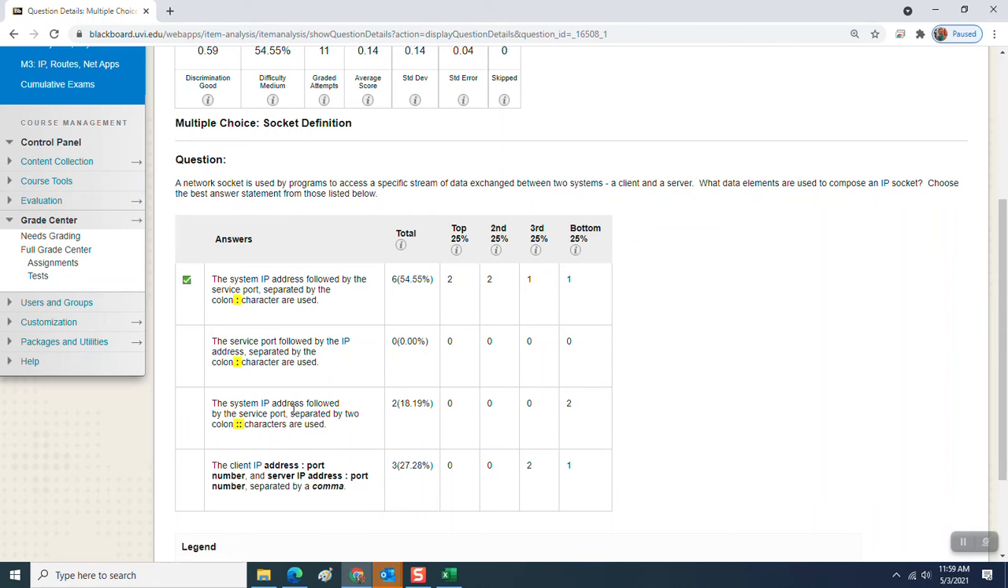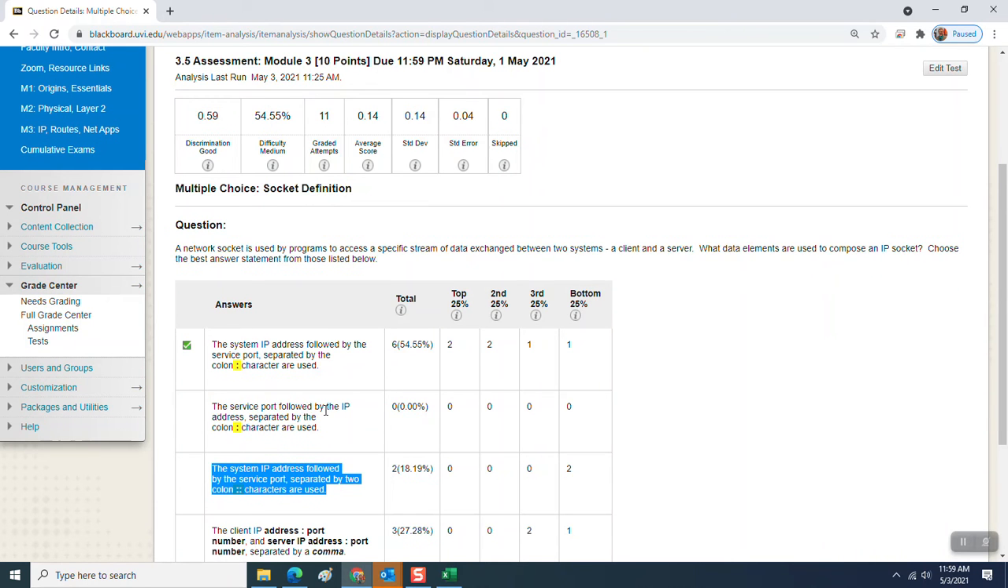The other two answer choices: nobody chose one incorrectly, but two people chose this one incorrectly. The system IP address followed by the service port separated by two colons. No, two colon characters are used to represent a number of continuous zeros in an IPv6 address, so that's a bogus answer. That's not a socket for IPv4.